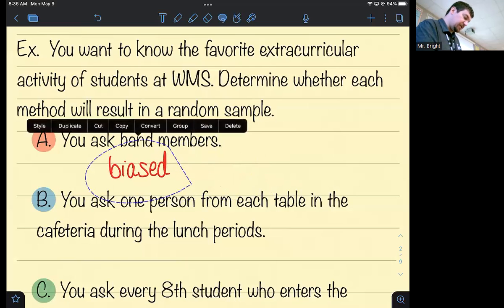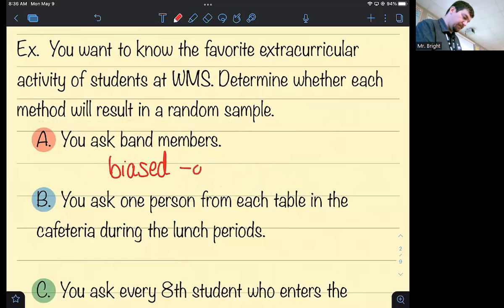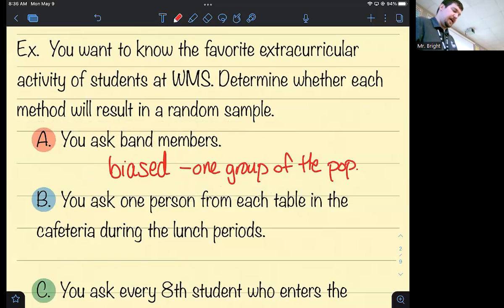That's right. One group of the population, or one part of the population. Yeah, it's just the band members. I'm guessing a lot of them would say something band related, like marching band or something like that, right? Now, I'm not saying that band members can't be asked. I'm just saying that can't be your entire sample.